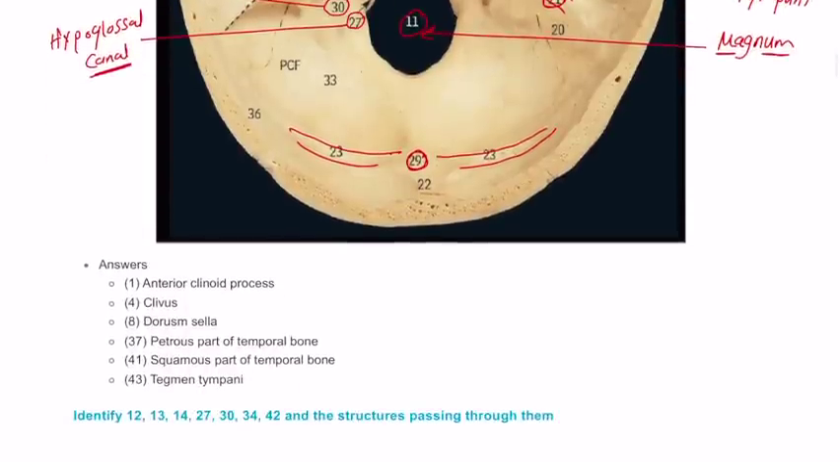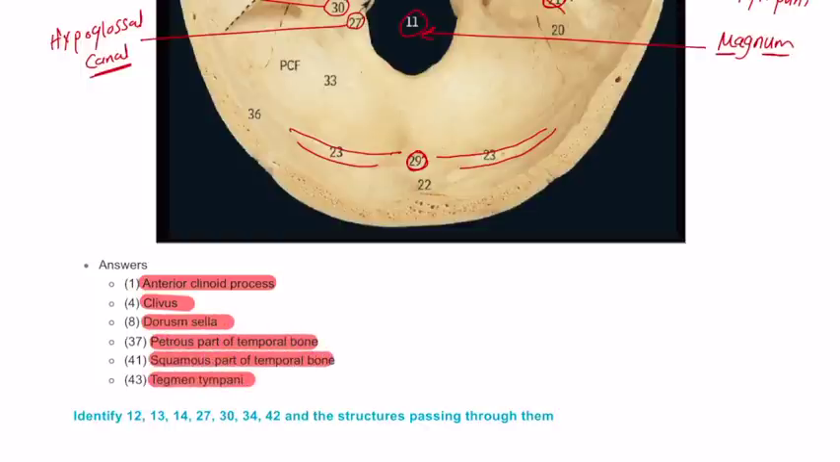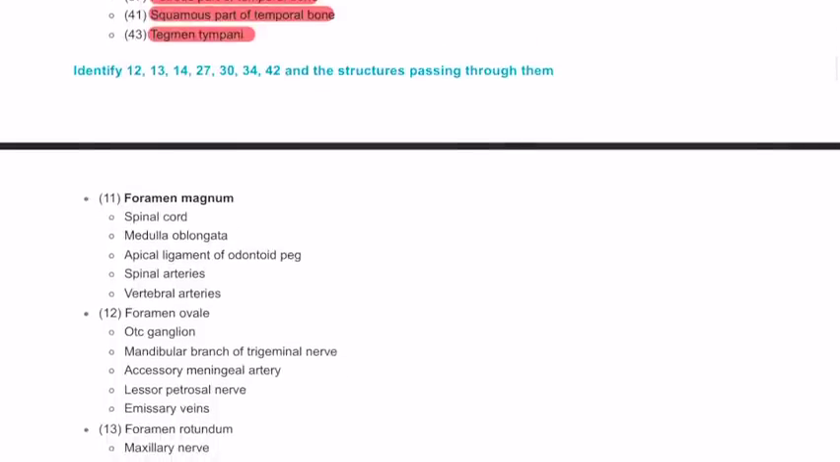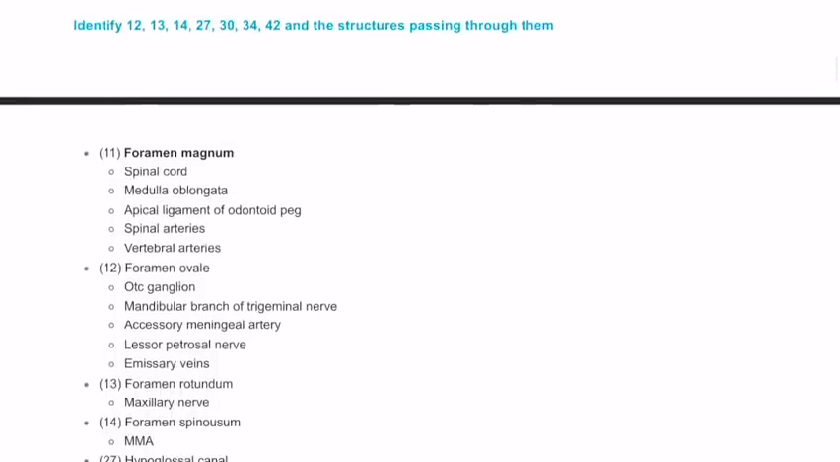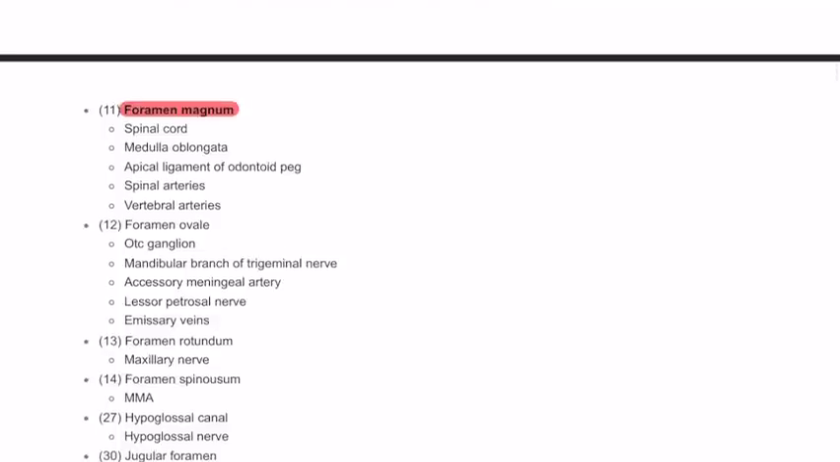I know it's quite tricky to try to remember this one, but with practice, you'll be able to remember all of them. So we mentioned the anterior clinoid process, number 1, remember that. We mentioned the clivus, the dorsum sellae, the petrous part of the temporal bone, the squamous part of the temporal bone, and the tegmen tympani, 43. Here, we mentioned the foramen magnum and the contents of it, and we said it multiple times.